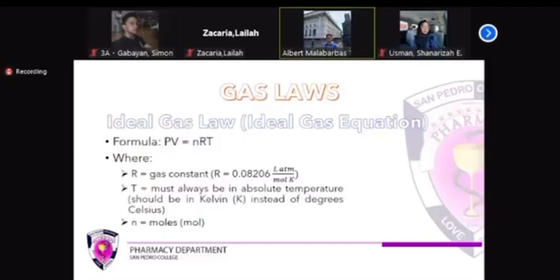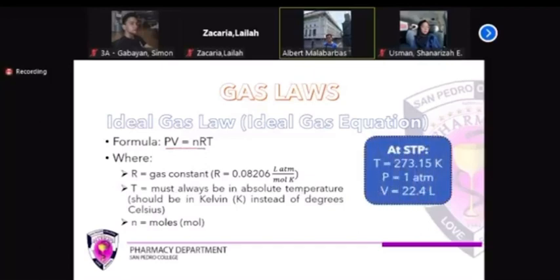Okay, next gas law, we have the ideal gas law or the ideal gas equation. The formula is PV equal to nRT. P stands for pressure, V for volume, and n stands for the number of moles of gas. Baka nakakalimutan nyo na how to compute for moles. Moles is computed by dividing grams over molecular weight. Next, the R here represents your gas constant. So remember the formula, remember the value: 0.08206 liter times atm all over mole times Kelvin.